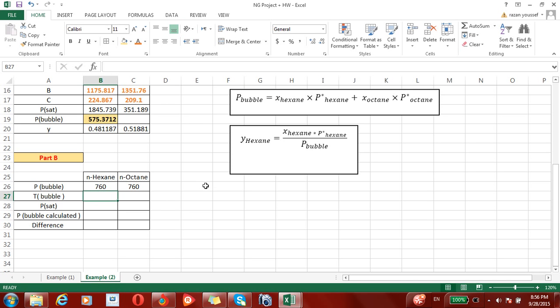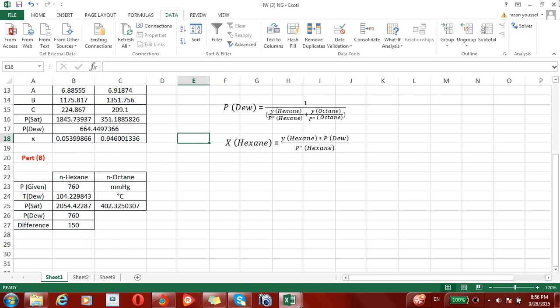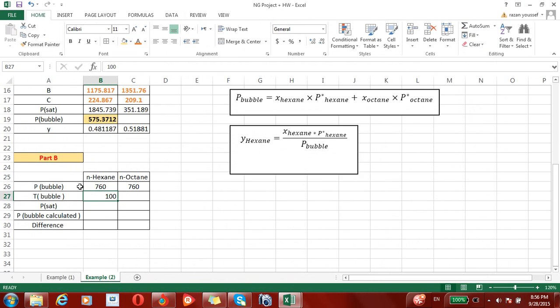So for T bubble, I will assume 100. And I think I need to change this number because I always assume 100. Okay, I will make it 150, to show you that whatever value you assume, you will get the right answer.